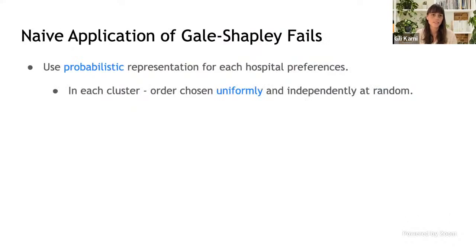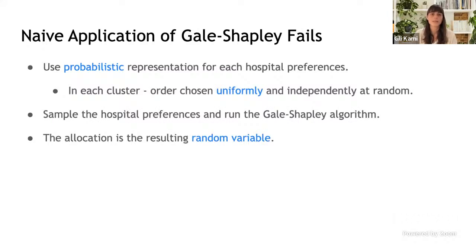As a first step, it makes sense to require fair hospital preferences and then to apply the Gale-Shapley algorithm to these preferences. A natural assumption is that if the hospitals are not discriminatory, the matching won't be discriminatory as well. The question is how to run the Gale-Shapley algorithm over such fair preferences. We use a probabilistic representation of the preferences and sample them. The preferences are represented as a distribution over ordinal preferences with a deterministic order of the clusters, where the order of the doctors in each cluster is chosen uniformly at random. We find a probabilistic allocation by sampling this distribution of each hospital preference and running the Gale-Shapley algorithm over the sampled preferences. The probabilistic allocation is the resulting random variable.